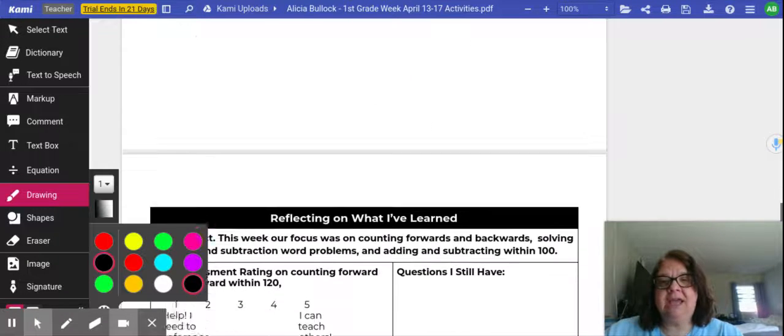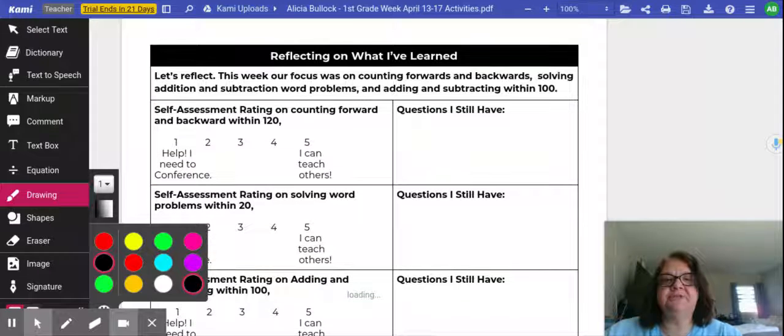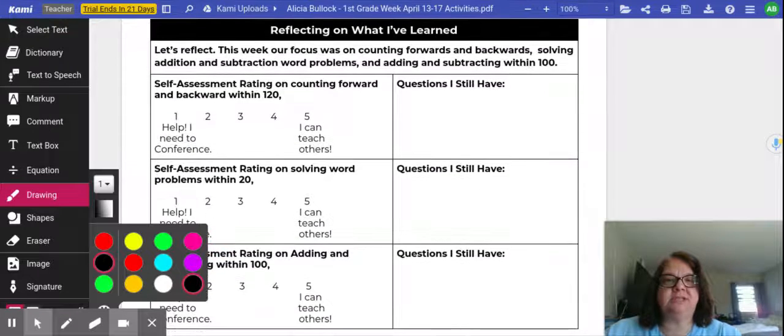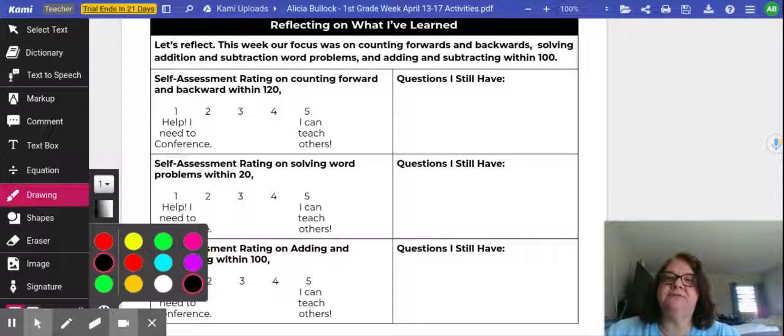And then at the end of your week, you are just going to reflect on how you did this week on your activities, on your counting forward and backward within 120. How do you think you did? And circle your answer. And then if you still have some questions about that, you can write those there. All right.